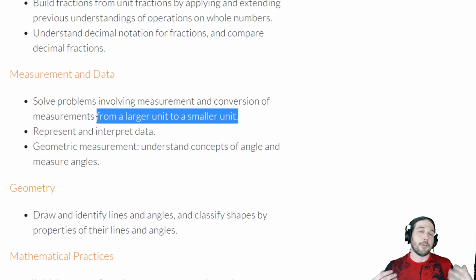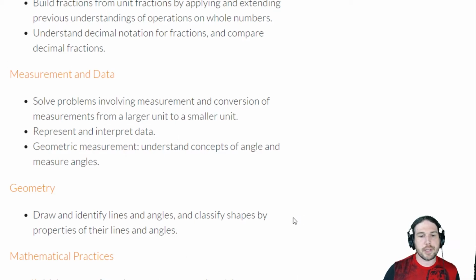There are, for some reason, 5,280 feet in a mile. So we will be asking students to take 5 miles and figure out how many feet that is, but not the other way around just yet, is what I'm trying to say. Represent and interpret data. We've already been doing bar graphs and picture graphs and a bunch of other stuff, so we're going to continue that.